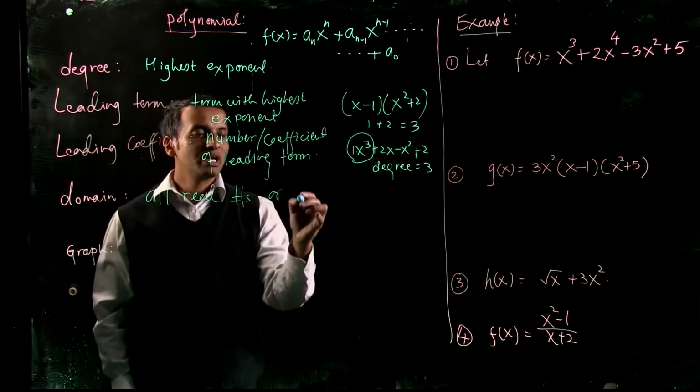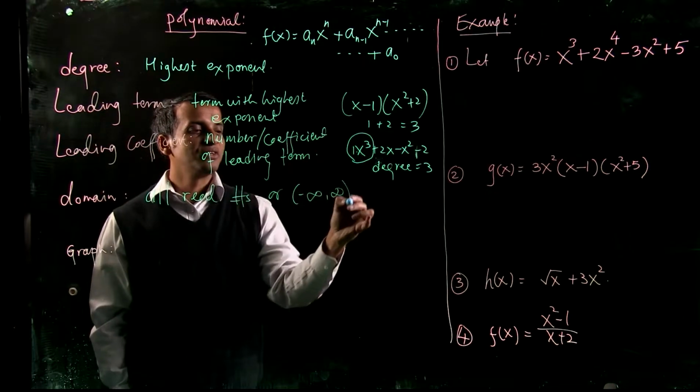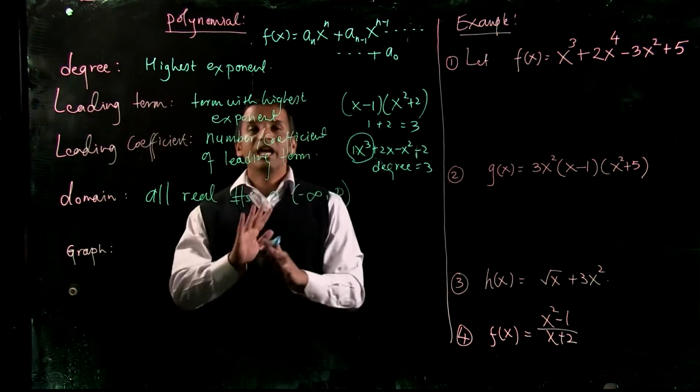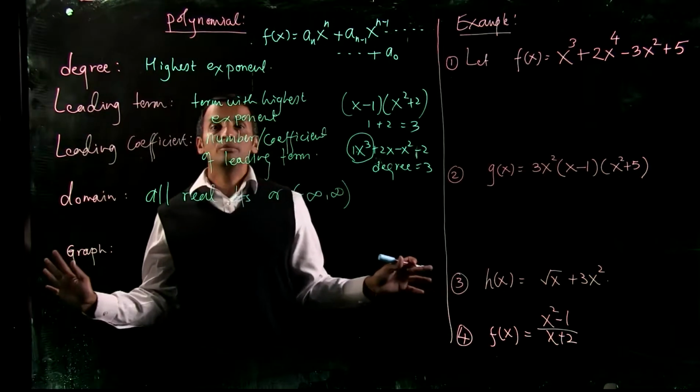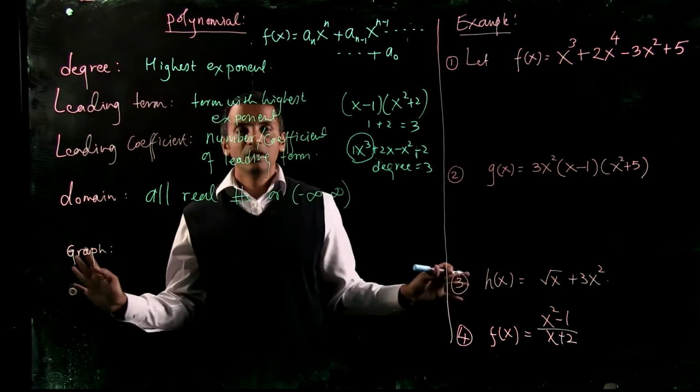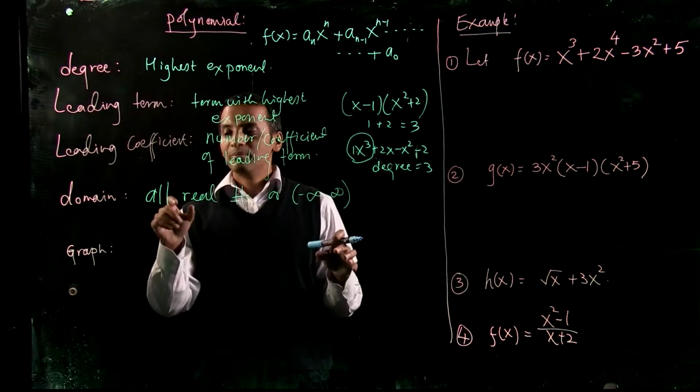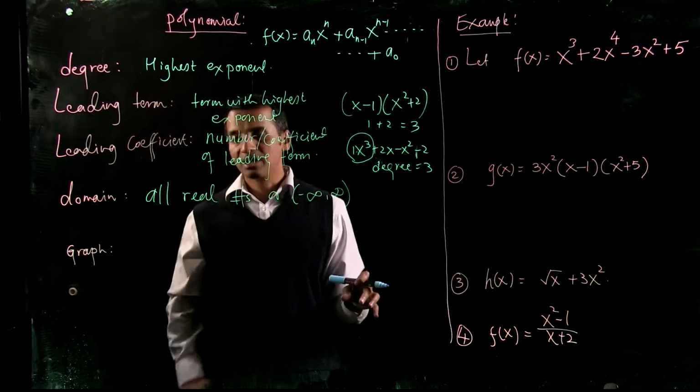Or in other words, you can write negative infinity to positive infinity. That is the domain of any polynomial. The degree could be anything, any whole number. So the domain is always between negative infinity to infinity, okay?